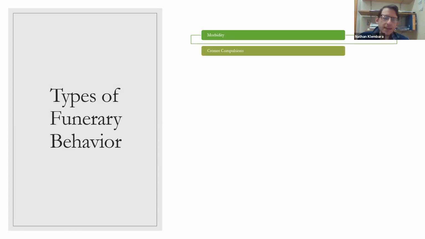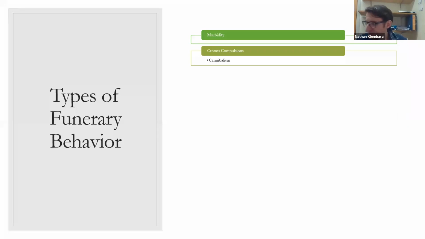Right? The second one is Chronos compulsions. And this is a step up from morbidity behavior because now we're starting to do something else with the body. A lot of Chronos compulsions is consuming or doing something else with the dead body. So cannibalism does fall under Chronos compulsions. And we're going to track this development through time, so I think it'll be relatively clear to you why we're defining all these different terms.